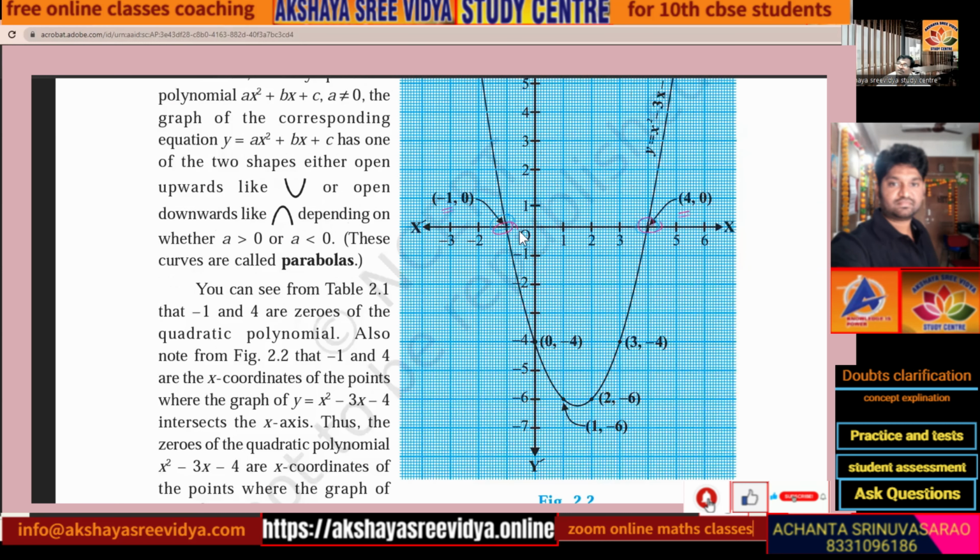x-axis ని ఏ పాయింట్ వద్ద అయితే ఇంటర్సెక్ట్ చేసిందో ఆ పాయింట్స్ మాత్రమే క్వాడ్రాటిక్ పోలినామియల్ తాలూకా జీరోస్ ఆఫ్ ద పోలినామియల్. హియర్ క్లియర్లీ -1, 0 మరియు 4, 0 పాయింట్స్ వద్ద ఇంటర్సెక్ట్ చేసింది కాబట్టి x coordinates -1 and x coordinates 4, both points are zeros of the polynomial of the above quadratic equation.